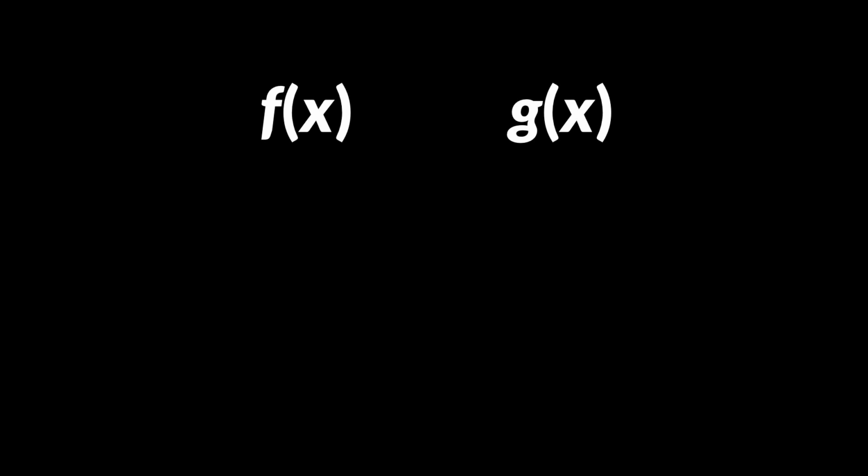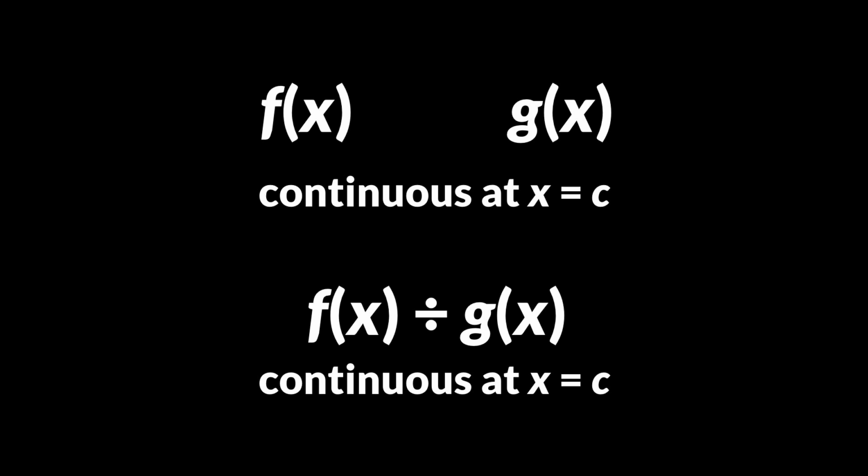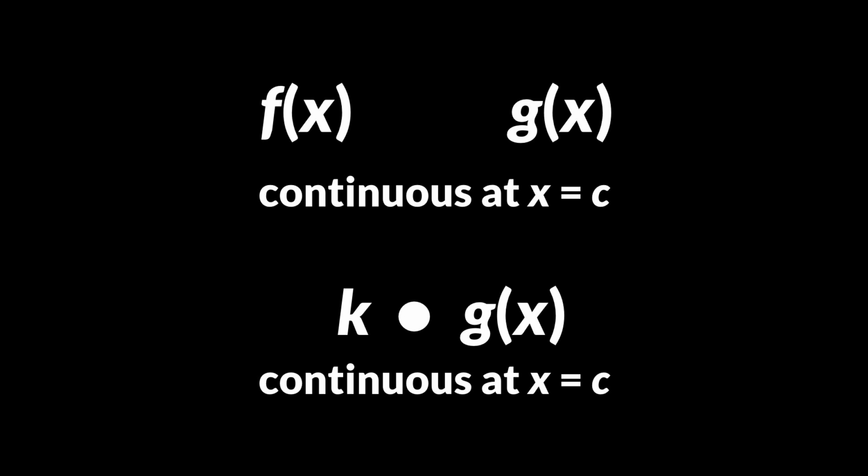If we had these two functions, f of x and g of x, and we knew that both of them were continuous at x equals c, and we added them, the result would also be continuous at x equals c. And that's also true if you subtracted or multiplied or divided, or you took the composite, or you even multiplied one by a constant. It'll be continuous at x equals c regardless.